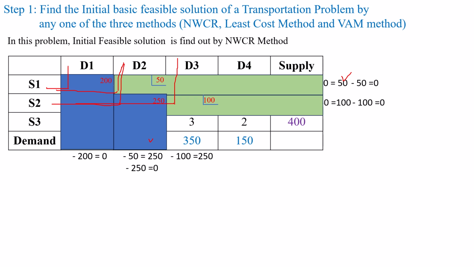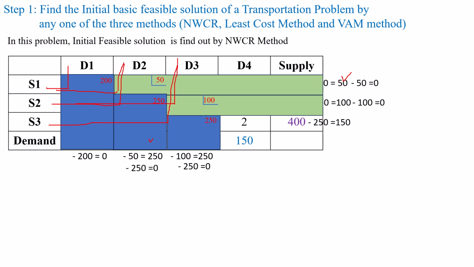Next, we have to select the northwest corner cell, that is the S3 row and D3 column, and observe the supply as well as the demand. Supply is 400, demand is 250. Among these two, the minimum value is 250. Then allocate 250 in this cell. Then subtract 250 from the supply as well as the demand. That is 400 minus 250 equals 150, and 250 minus 250 becomes 0. Then remove the D3 column because its demand is 0.